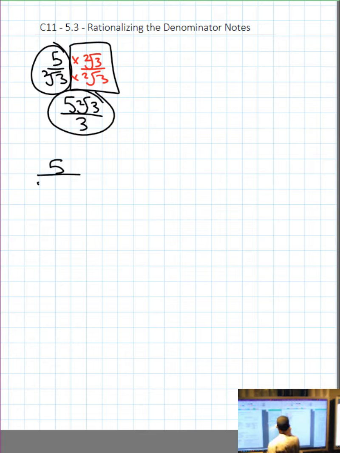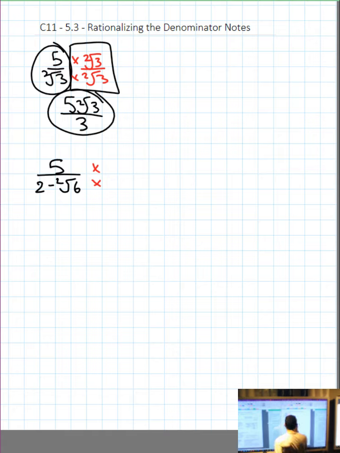Okay, let's take a look at a more complicated example. 5 over 2 minus the square root of 6. So again, look at the notes. But because I have a minus sign on the bottom between two terms, I'm going to this time times the top and bottom by the conjugate of the denominator. So the denominator is 2 minus root 6.